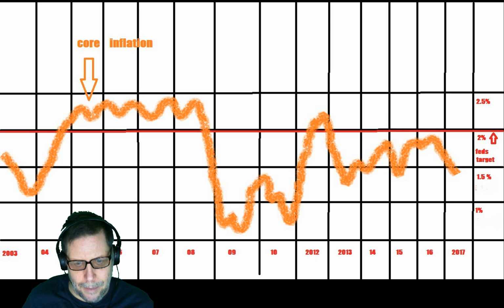Now what's been happening is, since they started tightening, what you see is they're starting to actually lose control over it again. And if you notice, in 2017, she's starting to drop again. She's starting to drop like a stone. But they haven't stopped tightening. They're still tightening. And what's the effect of this going to be ultimately?